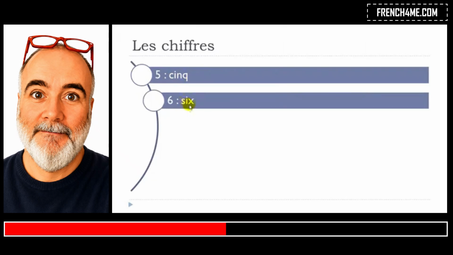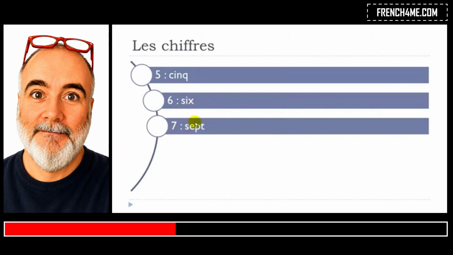Then be careful here, because even if it's ending with this X, well, you'll have to pronounce it like S, okay? So you get the 6 pronunciation. 6. Okay, so it's not 6, it's 6, all right?